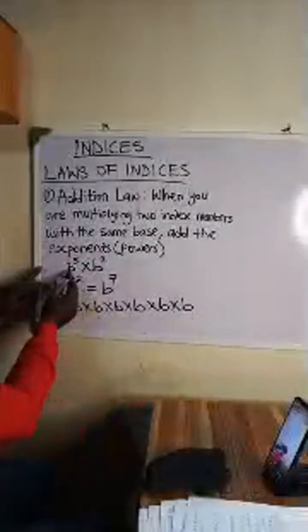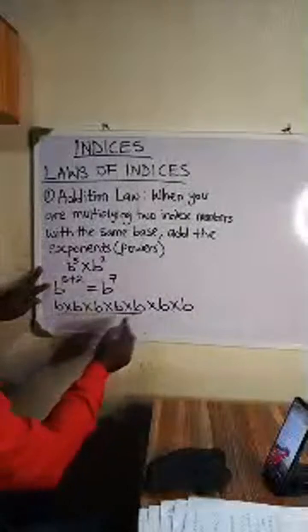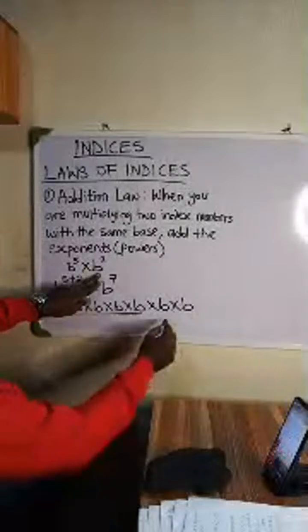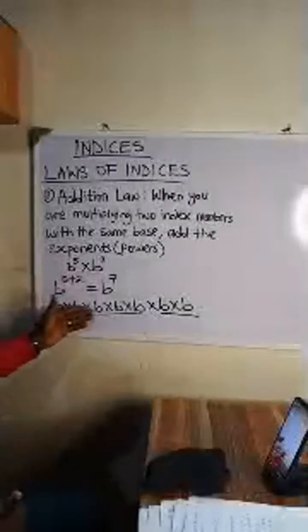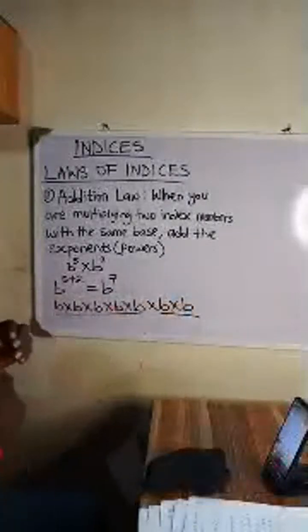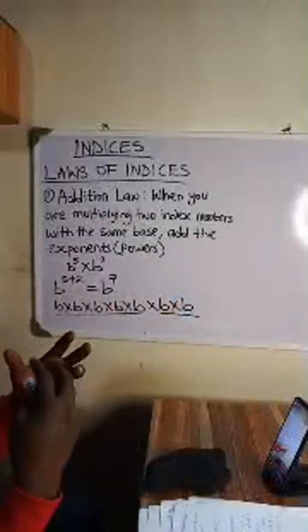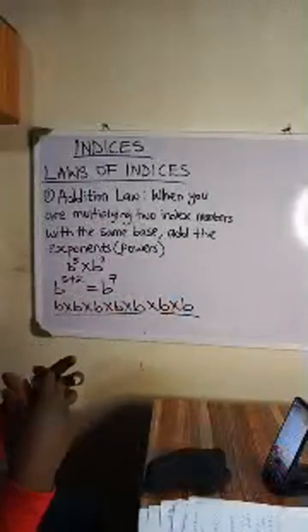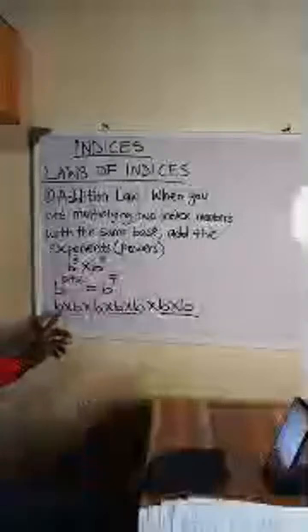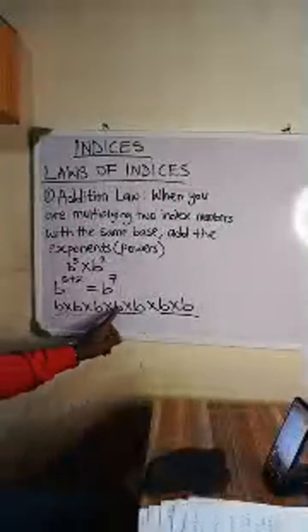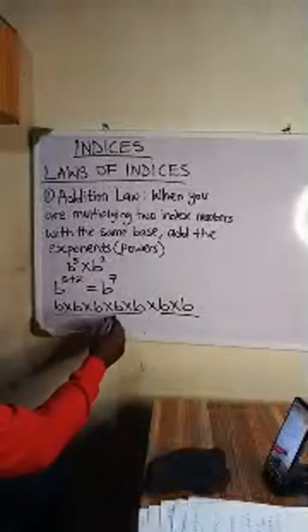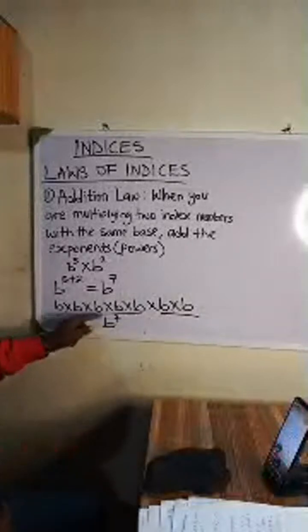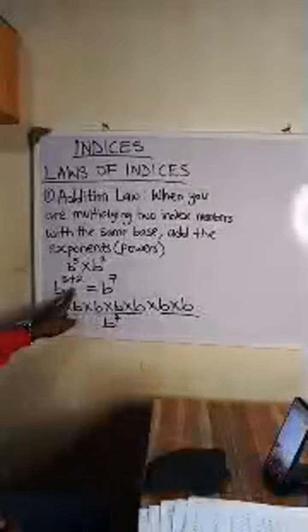So b to the power of 5 is from here to here. b to the power of 2 is from here to here. Since they are all multiplying themselves, and the power of an index number tells you how many times a number is multiplying itself, you can just count 1, 2, 3, 4, 5, 6, 7. That also gives you b to the power of 7. So this confirms that this process is accurate.